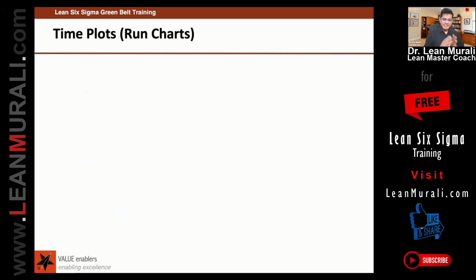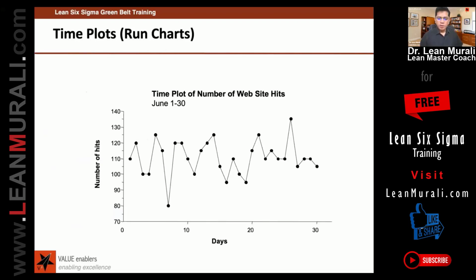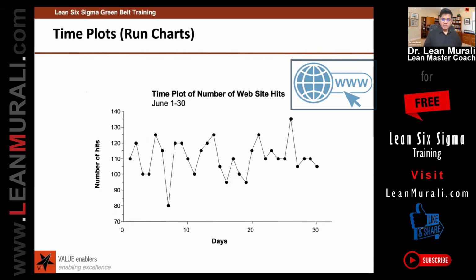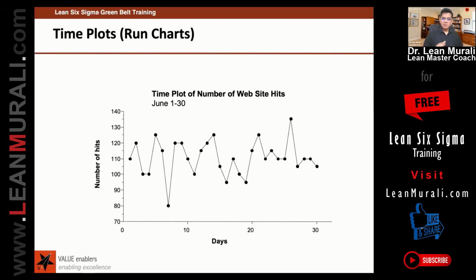Now, let us get into the first plot, which is the time plot. It can also be called a run chart. Earlier, we have seen this graph of the website hits. That is, I launched a website and people landed on my website, and sometimes you have, say, 100 people visiting, sometimes 130 people visiting, sometimes 80 people visiting.